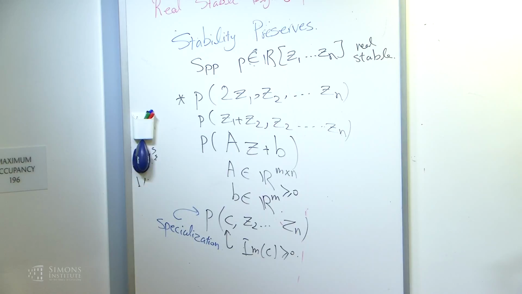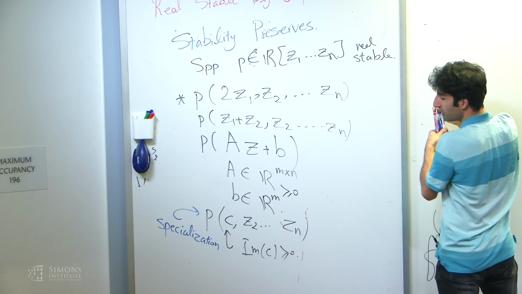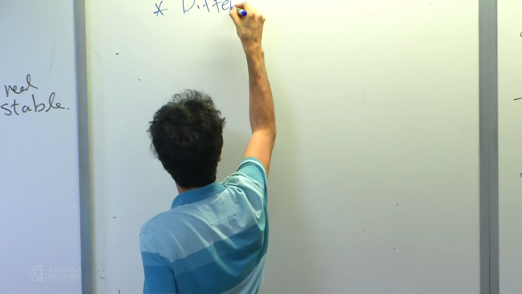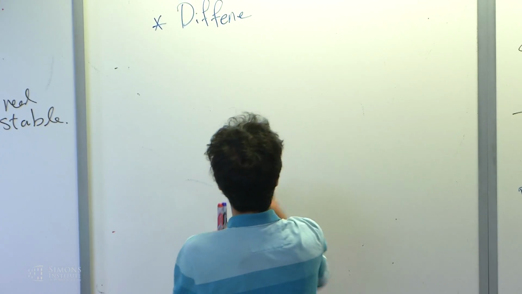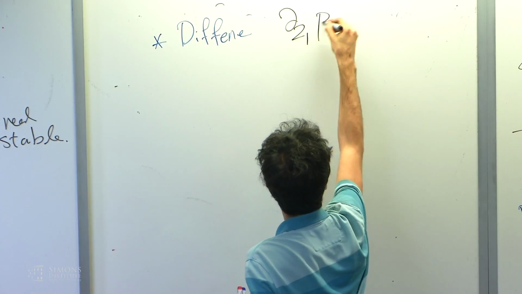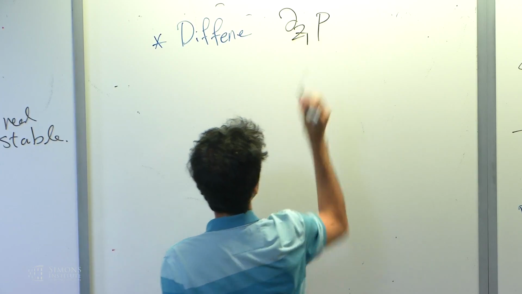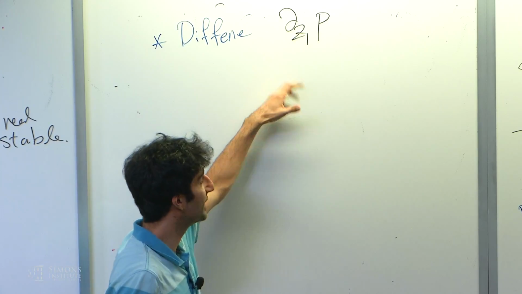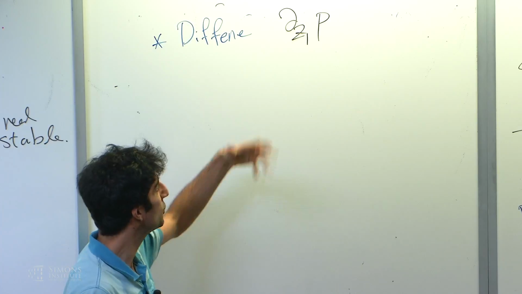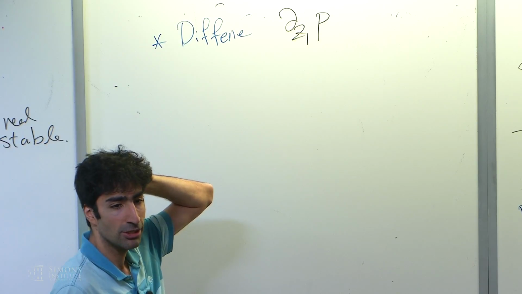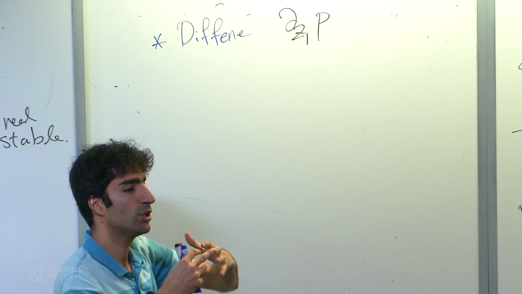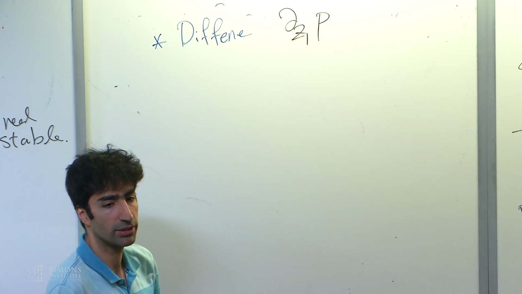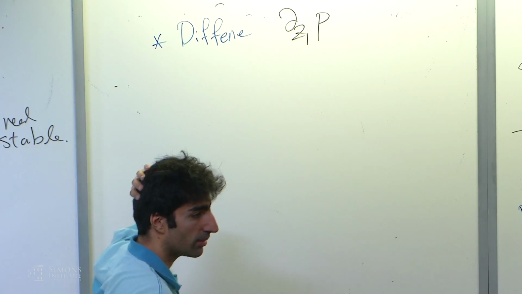Good. Now, these are some operations. There are some more interesting ones. Differentiation: if you look at partial z1 of p, this is a stability preserver. This needs a little bit more work to prove. Basically, you need to use the Gauss-Lucas theorem, which says that if you have a univariate polynomial, the roots of a derivative are in the convex hull of the roots of the original polynomial. You just need to use that to prove that this polynomial is real stable.